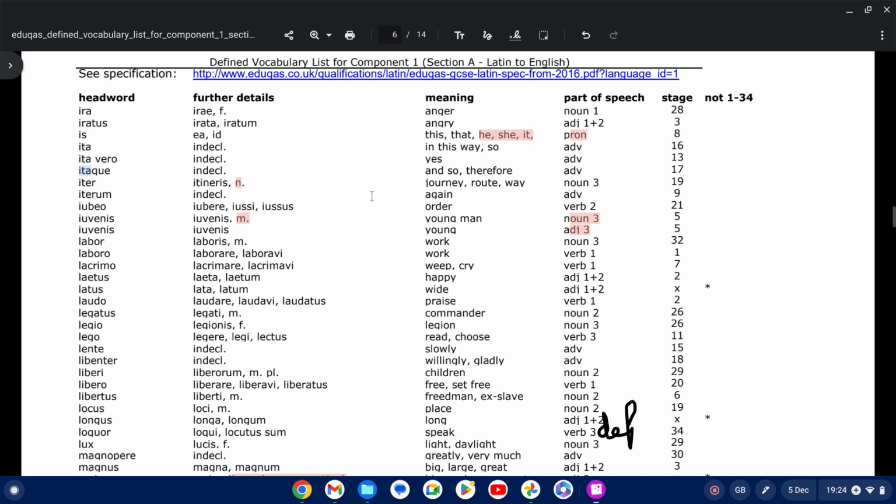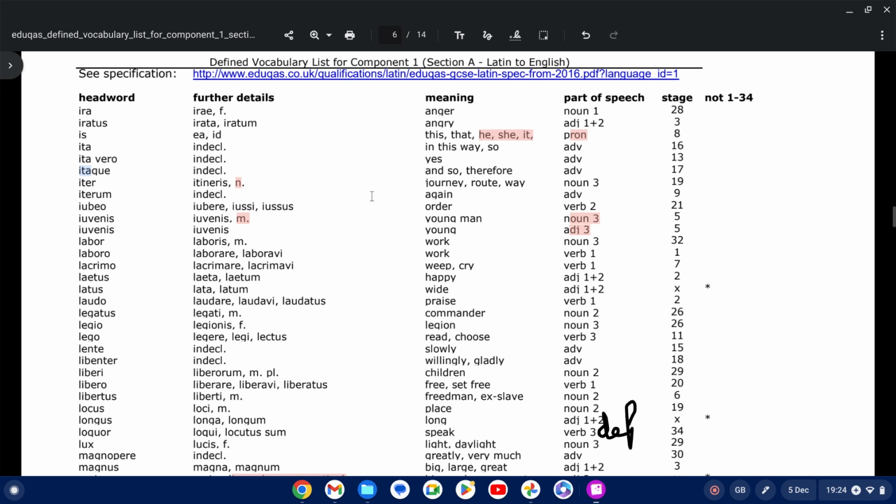Next, iubeo, iubere, iussi, iussus means order. There's also a noun, iussus, which is an order. Iubeo, iubere, despite being a commanding word, does not do indirect commands with an ut, or ne if it's negative, and a subjunctive. No, it does not. It's easier than that. It uses an accusative and an infinitive, which is easy.